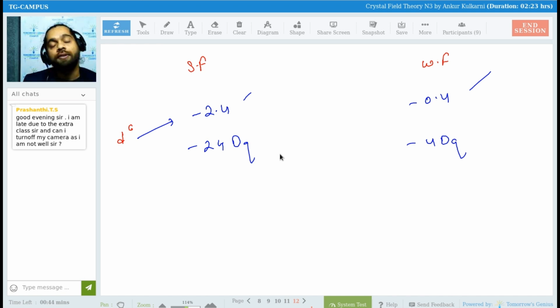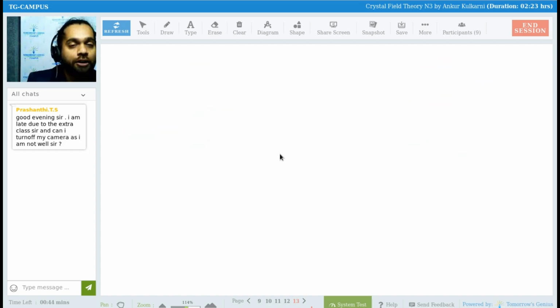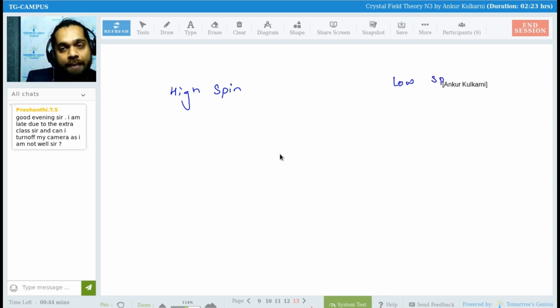Now look over here. Minus 24 Dq and minus 4 Dq, this is what you have got. Now there is one more term that you will come across, the high spin and the low spin. So for example, you had D6. In D6, there is something called high spin and low spin. I'll write it opposite: low spin and high spin.